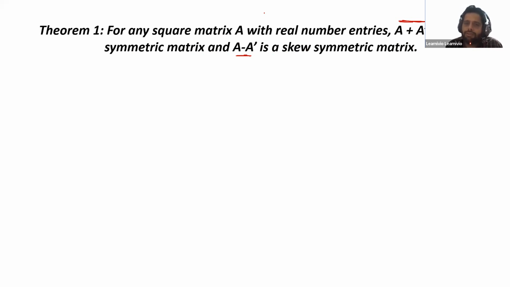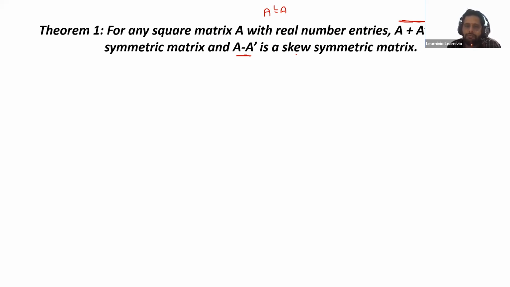So what is symmetric? When A transpose is equal to A, this is symmetric. And what is skew symmetric? When A transpose is equal to minus A, then it's a skew symmetric matrix. So what's the theorem? For any square matrix A with real number entries, A plus A transpose is a symmetric matrix and A minus A transpose is a skew symmetric matrix. Okay, this theorem is clear to everyone, but the condition is that A should be a square matrix.